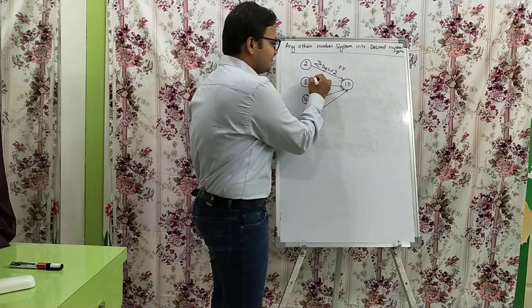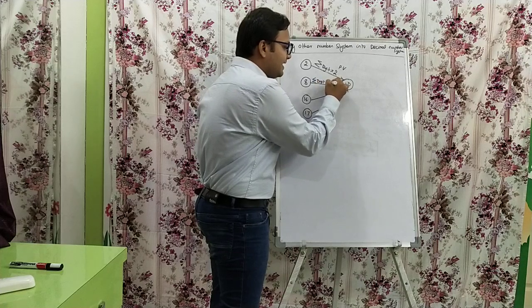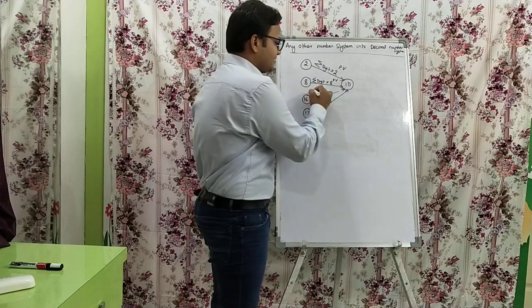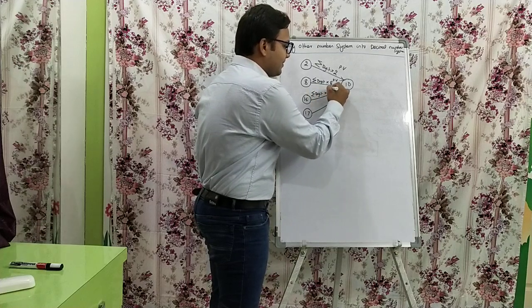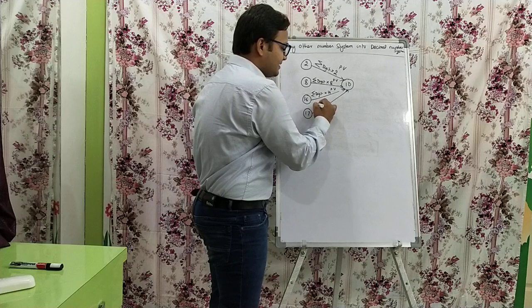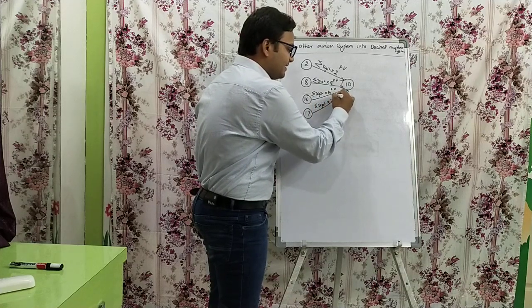Similarly, digit multiplied with 8 to the power place value. Next, digit multiplied with 16 to the power place value. Next, for any number system, digit multiplied with 17 to the power place value.